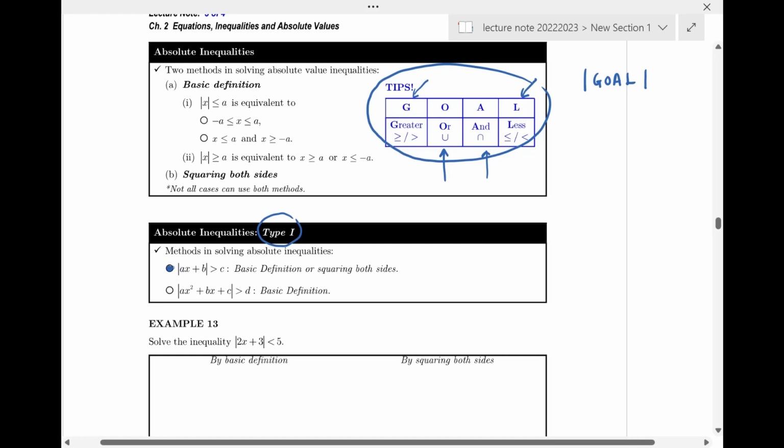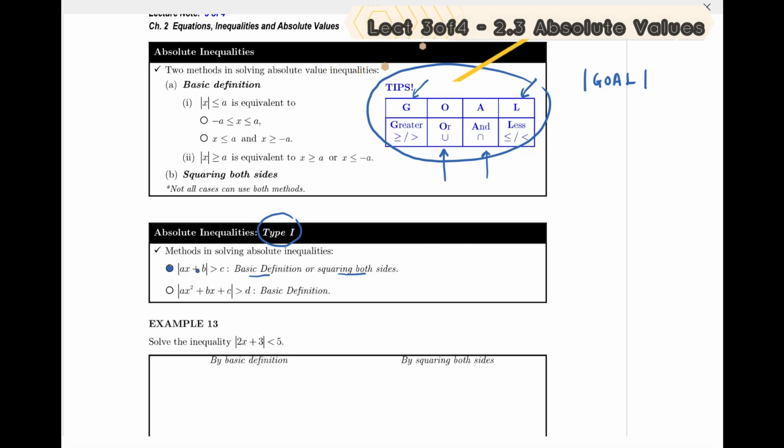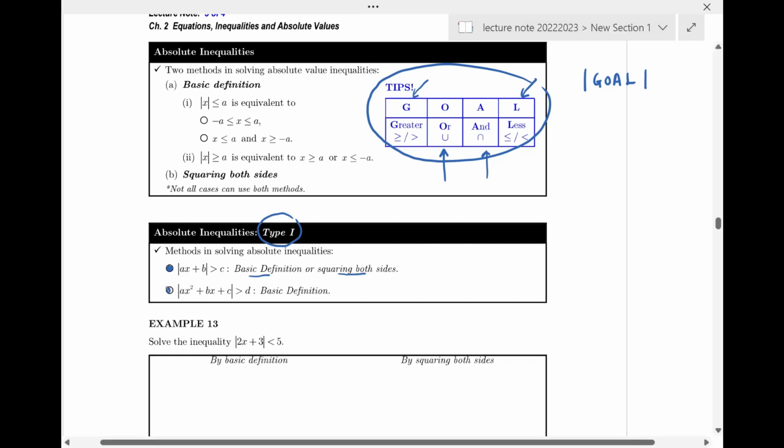Okay, so the first one, look at the first one here. I highlight: if we have an absolute function on the left side and only one constant on the right side, we can use either basic definition or squaring both sides method. Linear function in the modulus on the left side. But if we have a quadratic expression in the modulus, we can only use basic definition, not squaring both sides. Okay, so only basic definition. So let us go to example 13.